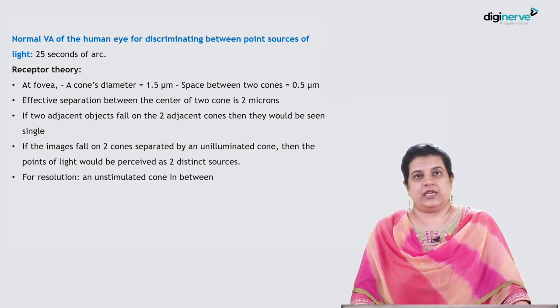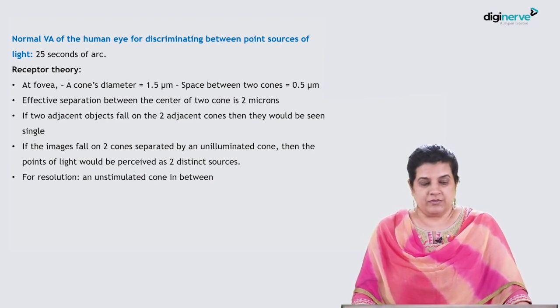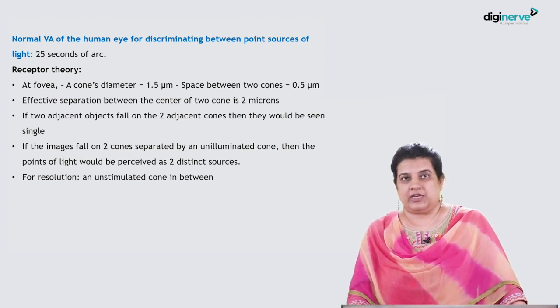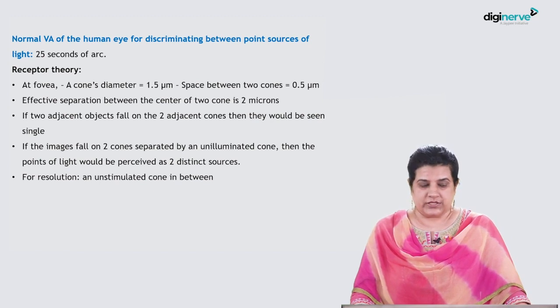For them to be distinctly seen as two objects, there has to be an intervening cone which is not getting involved in this process. So if the two images fall on two cones which are separated by an unilluminated cone, then the points of light would be perceived as two distinct sources. So for a resolution, we need an unstimulated cone in between.